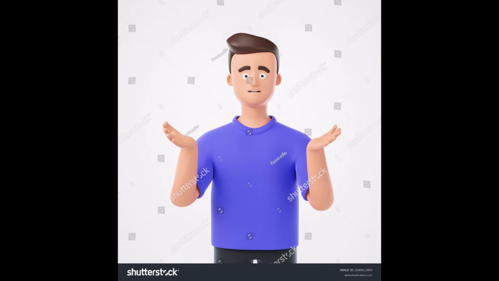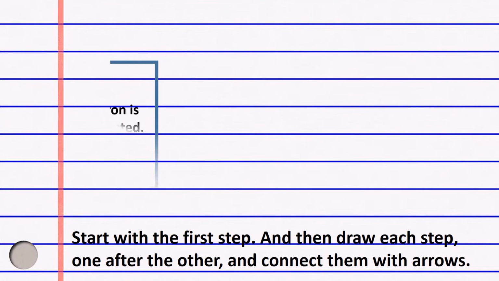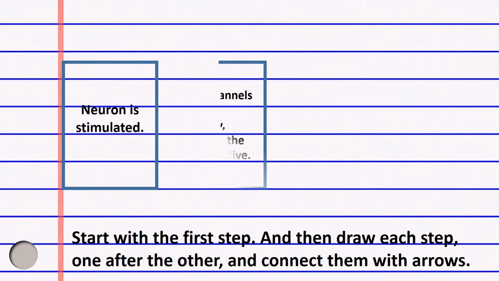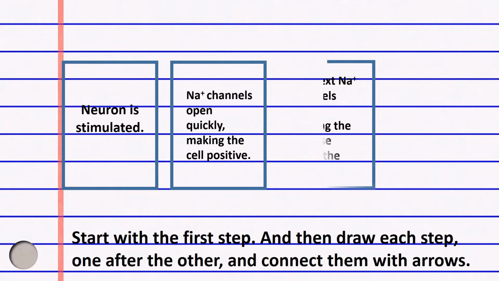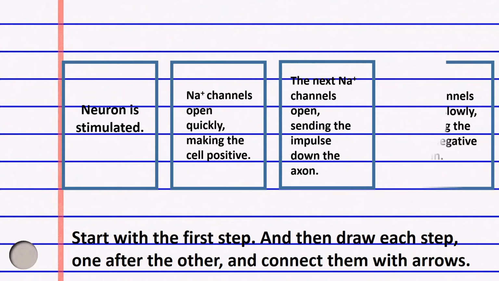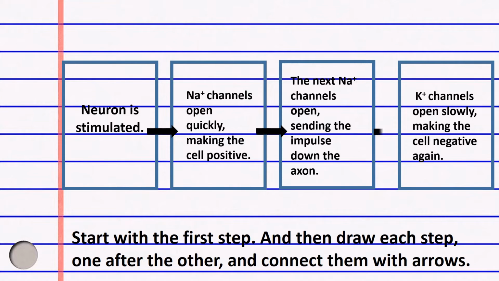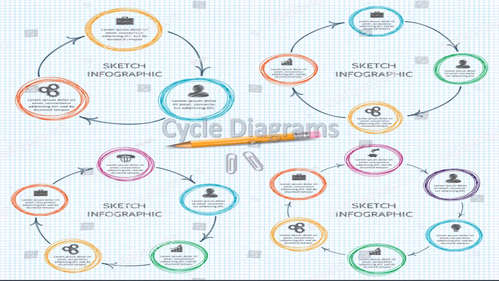How do you make it? Start with the first step and then draw each step one after the other and connect them with arrows. Cycle diagrams.